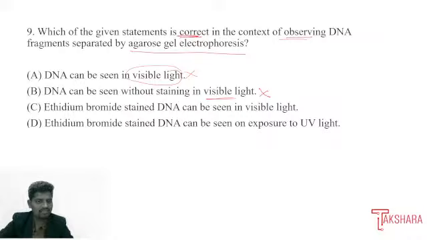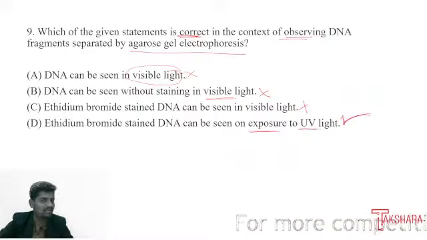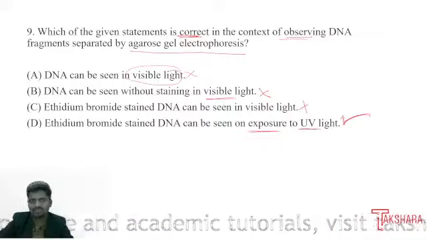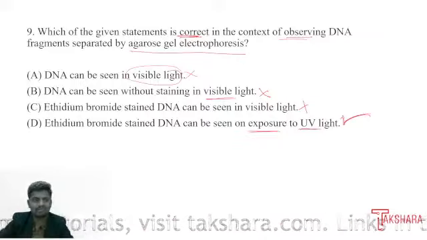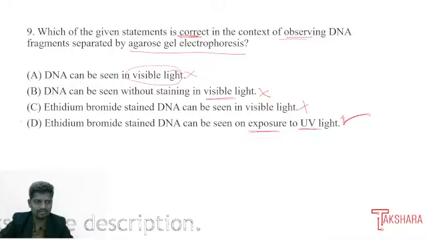Ethidium bromide stained DNA can be seen in visible light. Again, visible light, the statement will be wrong. And ethidium bromide stained DNA can be seen with an exposure to UV light. So option D will be the correct one according to the separation of DNA fragments, for question number 9. So option D will be the correct.